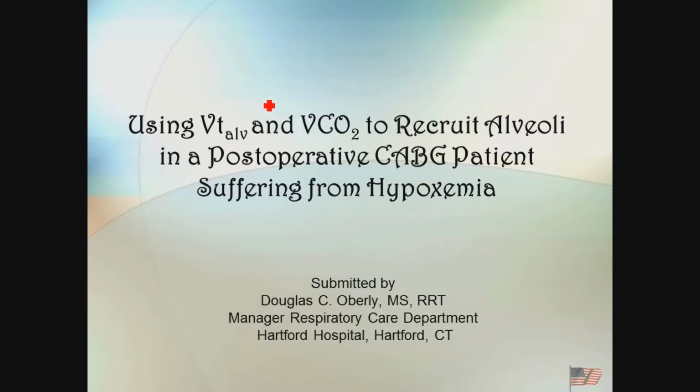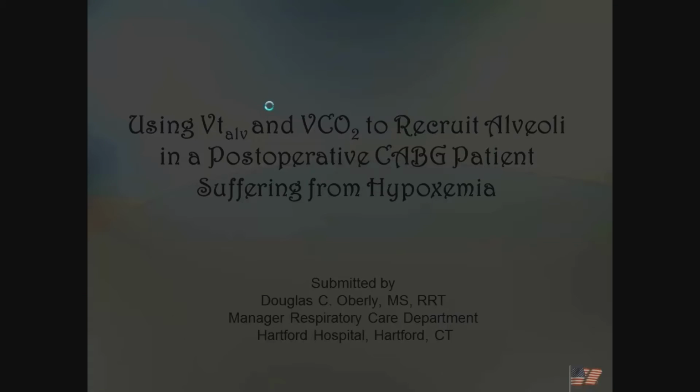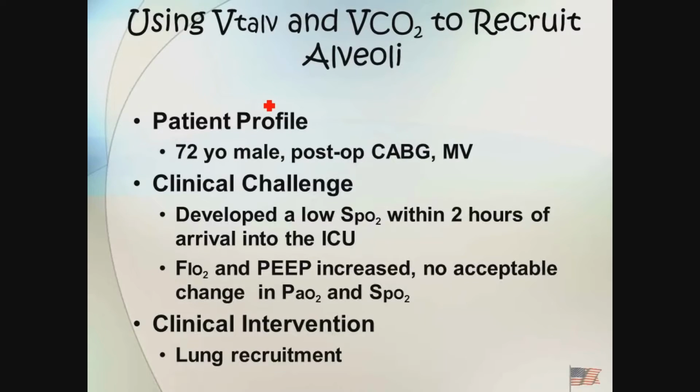This was a study that was done looking at those values to look at recruitment for somebody who's suffering from profound hypoxemia. So they had a CABG patient that basically developed maybe some ARDS, or at least what we used to call acute lung injury, in the process. A 72-year-old CABG patient being mechanically ventilated started developing some drops in saturations shortly after arrival into the ICU.